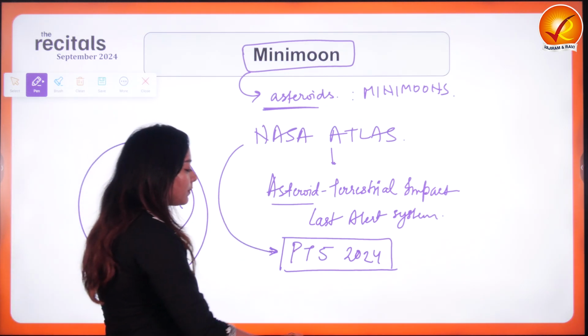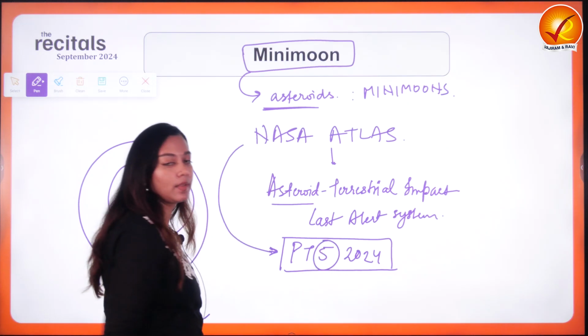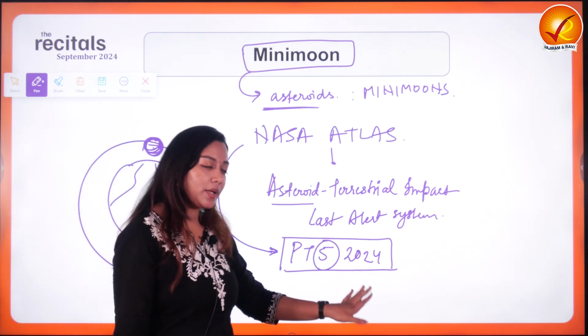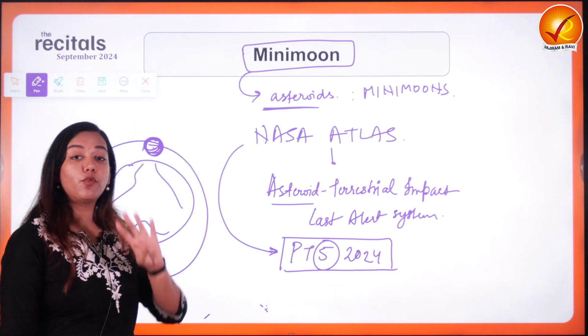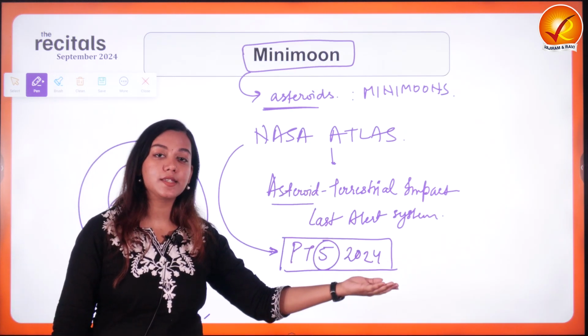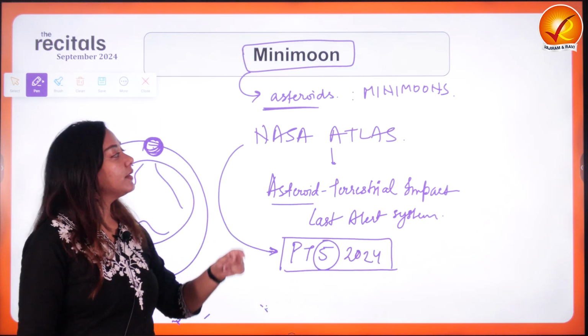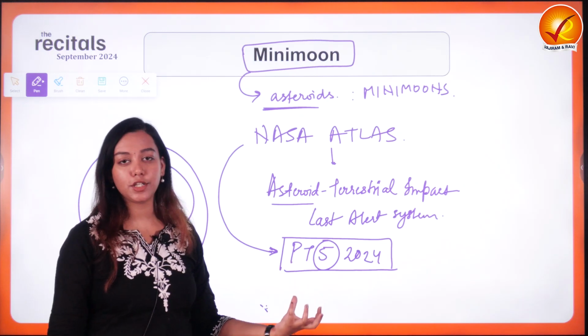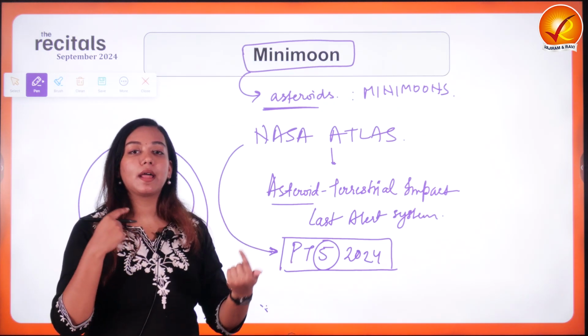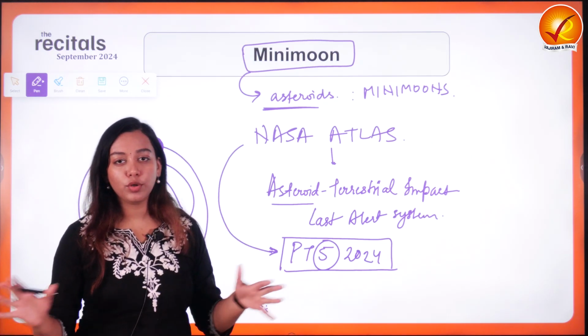Now, why is it named PT5? We understood that it is going to happen in 2024. That is why 2024 is written. Why PT5? Because 4 more previous instances have been recorded where asteroids were captured by the Earth's gravitational pull. They were orbiting around us and now they have left us. They are no more there in the Earth's orbit.